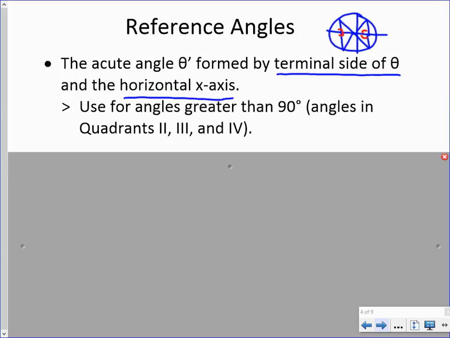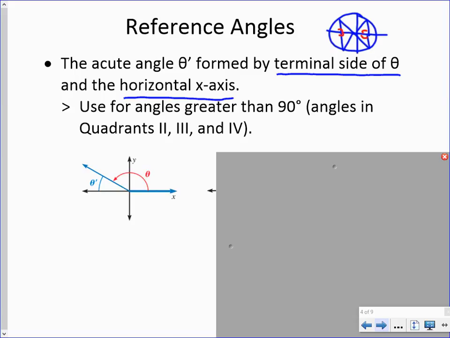Now I'm going to show you a visual of each of the different quadrants and what the reference angles will look like. This should look very familiar to you from your discussions of reference angles last year. The first one I'll show you is quadrant 2. This is an angle in quadrant 2. The angle is marked by the red angle theta. You can see you have an initial side on the positive x-axis. The terminal side is opening up and landing in quadrant 2.